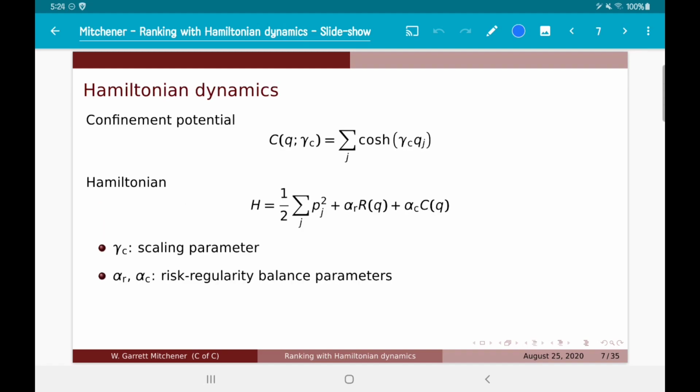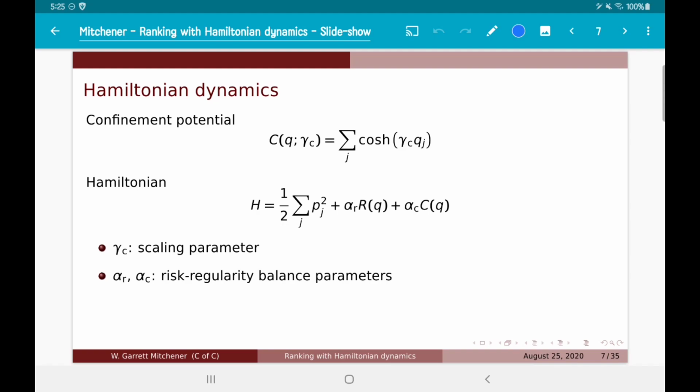Now, there are lots of different dynamical systems that you could build from that ranking potential. In fact, it makes sense to just do gradient descent on that ranking potential in some cases. The dynamics in that case are not terribly interesting. You just go to the bottom of whatever potential well you happen to start in. So I decided to investigate what would happen if I used Hamiltonian dynamics.